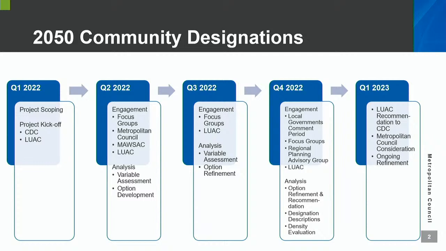And eventually at the January meeting of LUAC, you made the final recommendation, which was moved to CDC and the Metropolitan Council as the draft proposal for 2050 community designations that is being considered throughout the 2050 regional planning process. It wasn't an official final adoption because that adoption will happen as part of the 2050 Regional Development Guide. There will be some ongoing refinements potentially as we're working internally and externally on different policies that could have different implications based on community designation. So that's what the ongoing refinement is about.